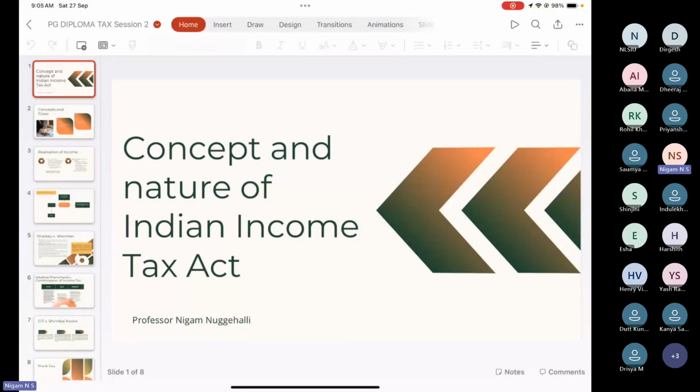Right. So we are in the concept and nature of Indian Income Tax Act today. And what we're doing there is we are discussing some cases that are of particular importance in this area and which we think are vital in our understanding of income tax law. Now, if any of you have actually picked up an income tax textbook, you will realize that many of these cases that we are doing today may not even be dealt with there.